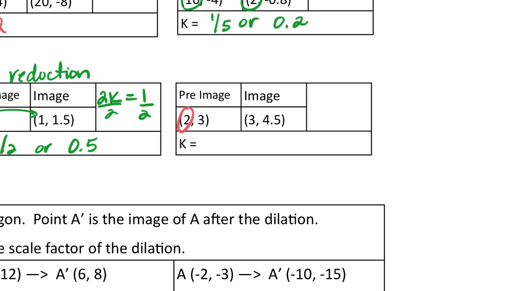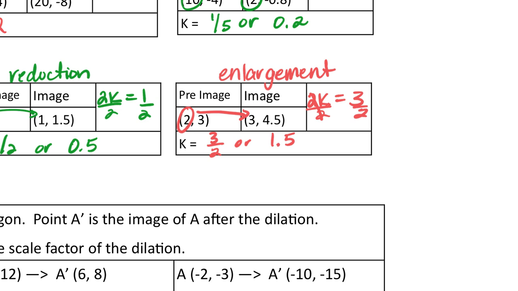Here we're going from 2 to 3. So in this case, it is getting bigger. It is an enlargement. So 2 times something equals 3. Let's figure out what that something is. So we're looking at 3 over 2 or 1.5. Either one works.